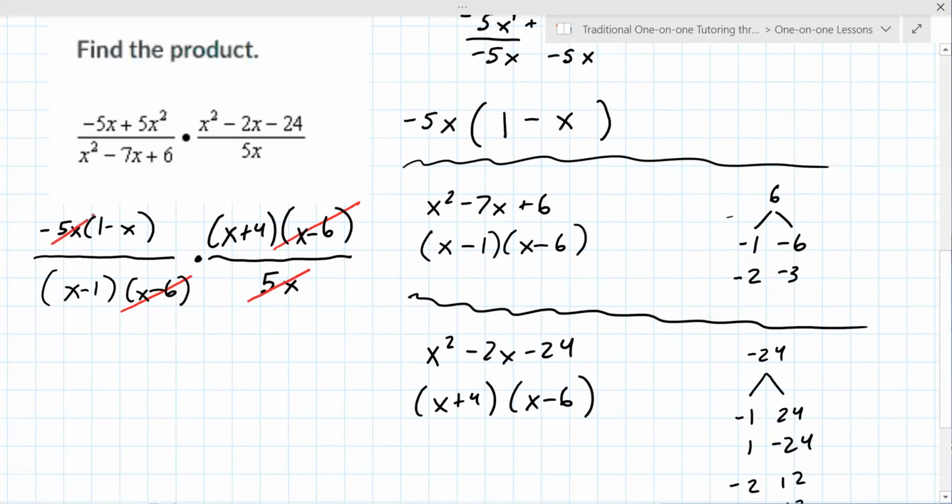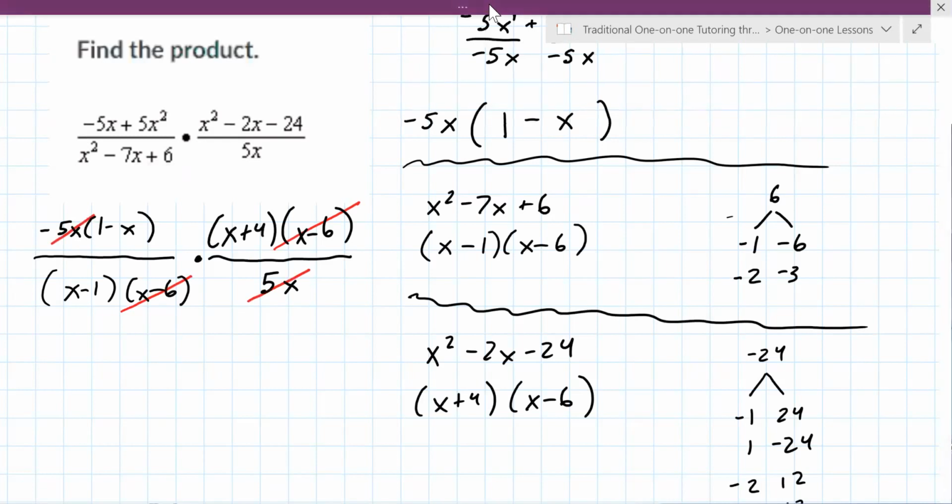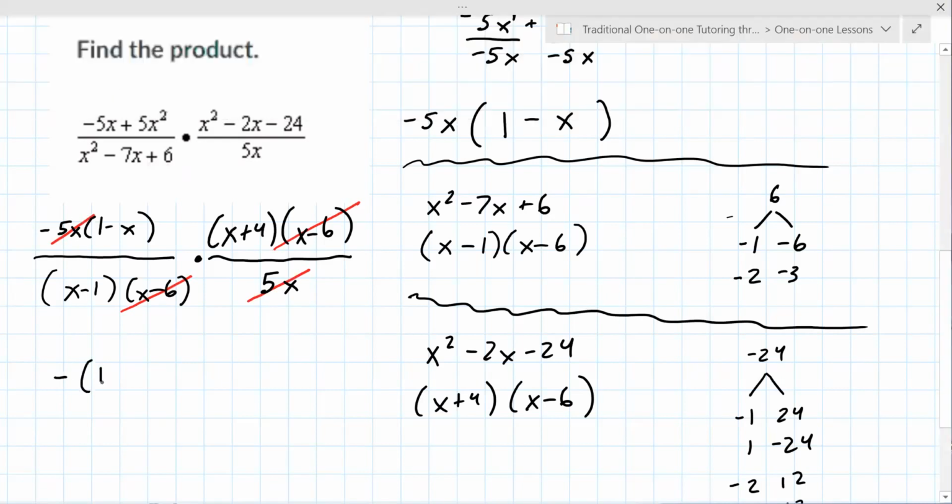5x cancels with 5x. So let me write what we're left over with: -1 minus x, x plus 4, x minus 1.